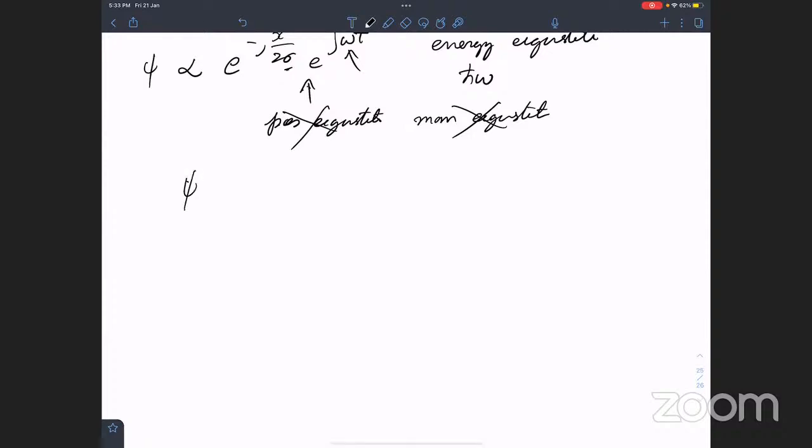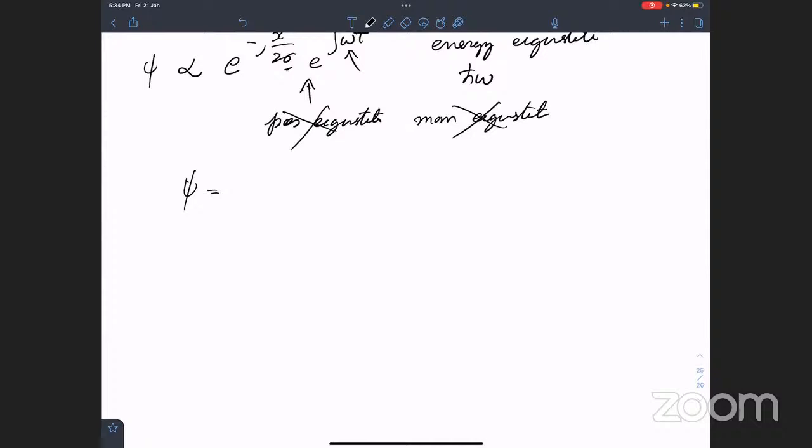The wave function we're going to consider, excuse me here. Wave function we're going to consider. Sorry about that. These are my domestic difficulties here.